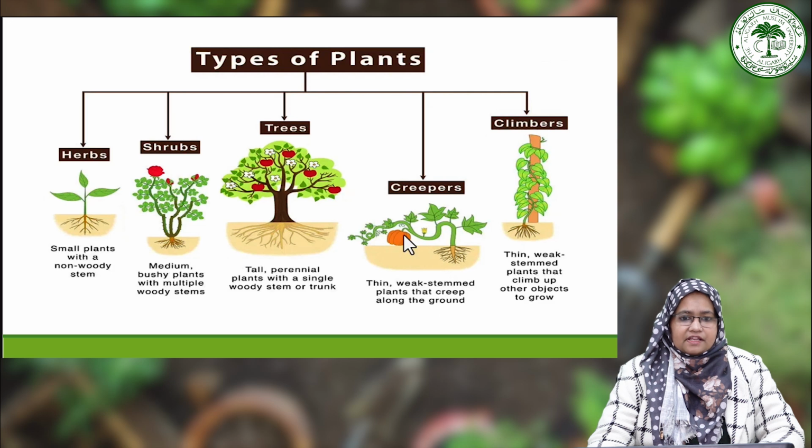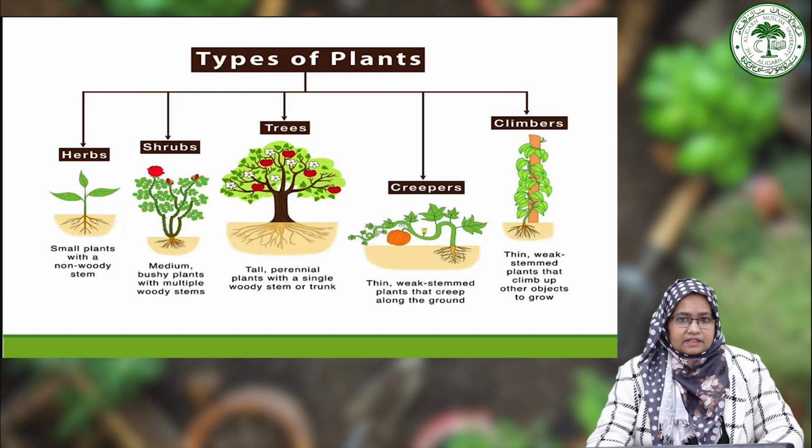Creepers are thin weak stem plants that creep along the ground as we can see in this particular image, and climbers are also thin weak stem plants but they climb on other objects to grow, like we can see it on the support of the other plant stem, it is climbing on this particular trunk of tree. So we have already discussed the descriptions of these three plants in first class. Today we will discuss creepers, climbers, their planting method as well as planting methods for ferns, palms, etc.